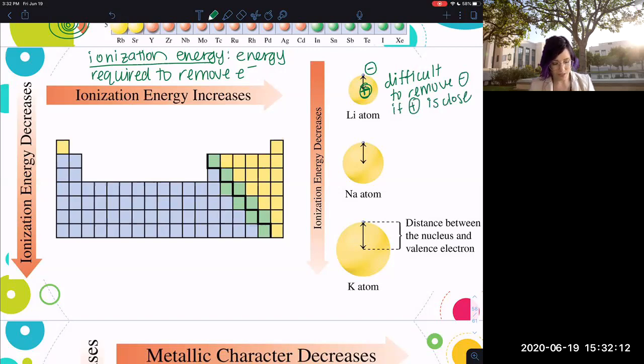But if I look at potassium, they're farther apart. It's easier to remove if they're farther apart. Like if something that I am attracted to is way far away from me, it's easier to remove. If I leave my iPad downstairs in the lobby, it's easy to remove from me. But if I'm holding it close to my chest, it's harder to remove. That's all this is. Okay.